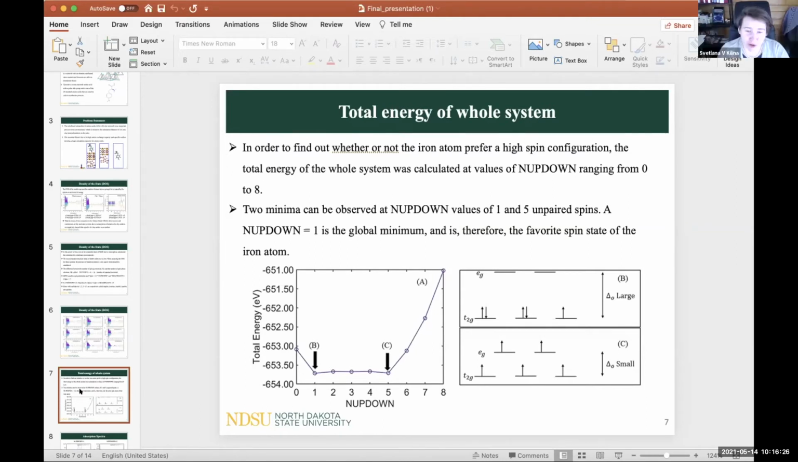So your A panel, what do you show in the x-axis? This is the number of unpaired electrons. So the global minimum is when the number of unpaired electrons is equal to 1, and I think 5. Yes, 5 and 1 have kind of the same total energy, but for N up down equal to 1, it's a little bit smaller in comparison with the 5.